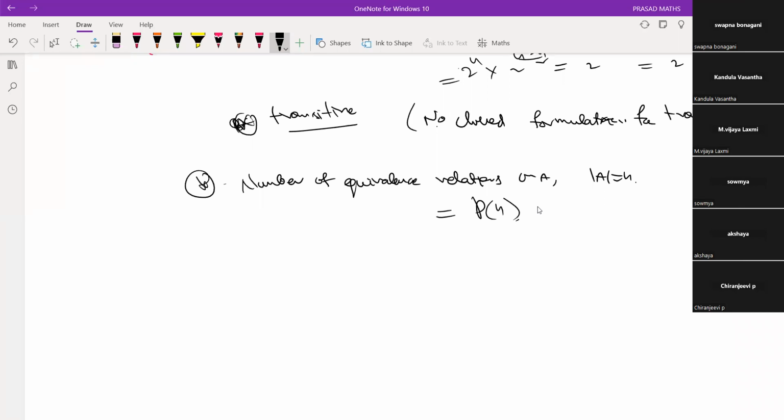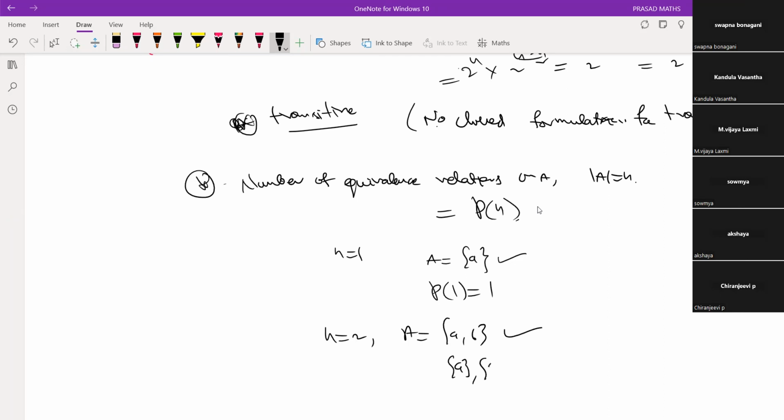Suppose my cardinality is 1, means you can take set A as a singleton set. How many partitions are there? This can be represented in only one way. So the number of partitions of 1 is nothing but 1 only. Suppose a set has 2 elements. How many partitions are there? It can be represented like this, or AB. This is a partition. This is also a partition.